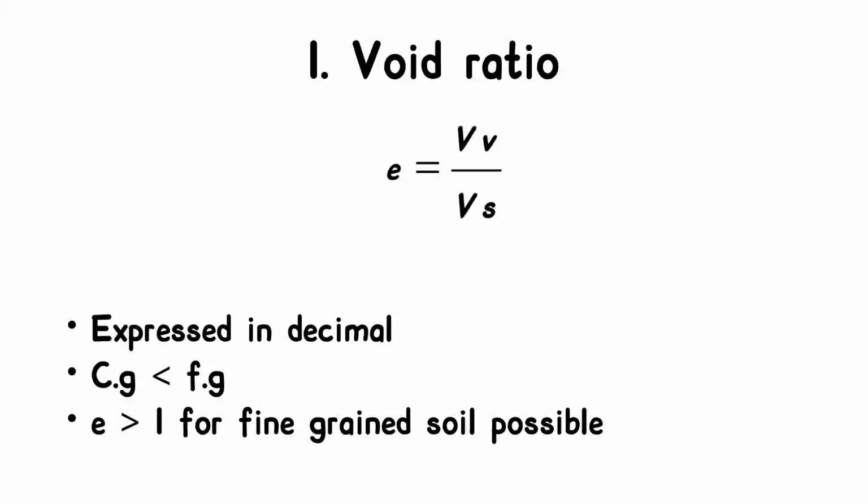It is seen that the volume of voids for coarse aggregate will always be less compared to the volume of voids in fine aggregate. Therefore, the void ratio will be less for coarse aggregate when compared to fine aggregate. Also, there are chances that the void ratio can be greater than unity. For fine grained soil, there is a chance that e can be greater than 1.